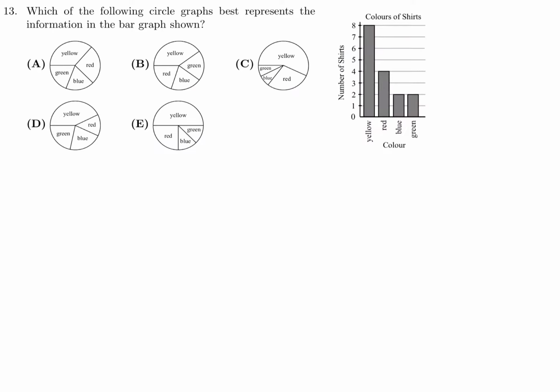Which of the following circle graphs best represents the information in the bar graph shown? Yellow looks like 8 to me, red is 4, blue is 2, and green is 2. So when you add them all up, it would be 16. So the total is 16.